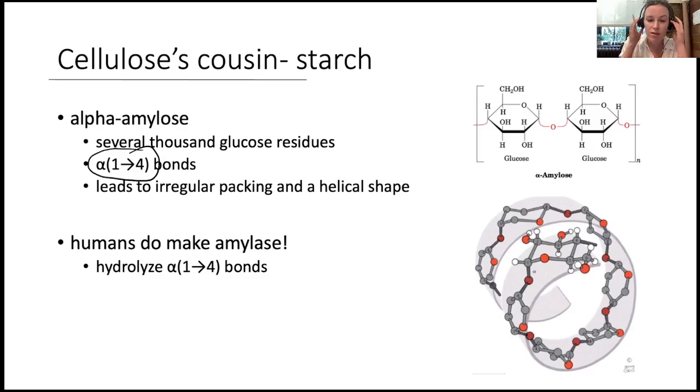And because there's an alpha 1-4 bond, humans can metabolize it. We can break starch down. Thank goodness, because fries and potatoes are amazing.